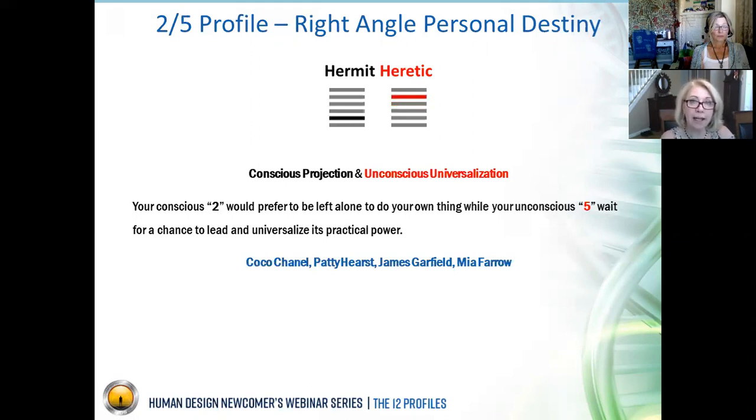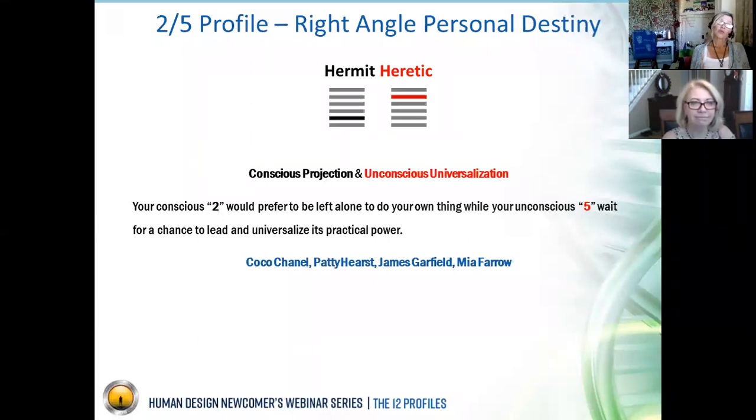The 5th line, the heretic, needs to have something of practical value. Very, very important for the 5th line. Famous 2/5s are Coco Chanel, Patty Hearst, James Garfield, and Mia Farrow. This is an interesting profile. I don't know a lot of 2/5s in person.